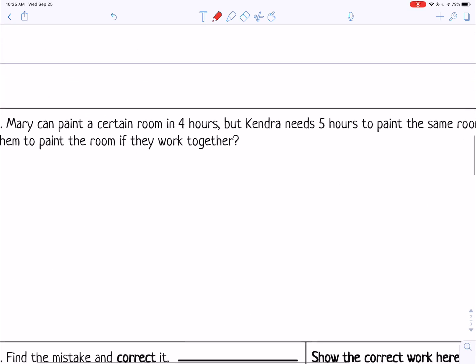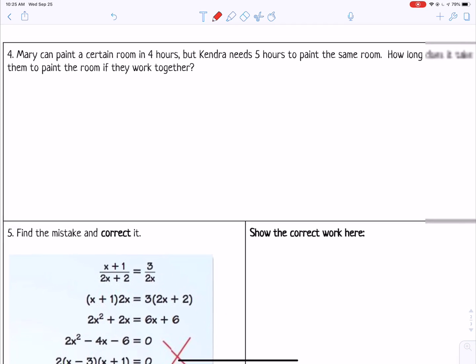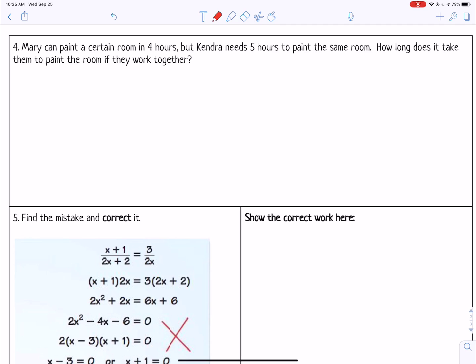All right, let's look at number 4. This is a work rate problem. It says Mary can paint a certain room in 4 hours, but Kendra needs 5 hours to paint the same room.